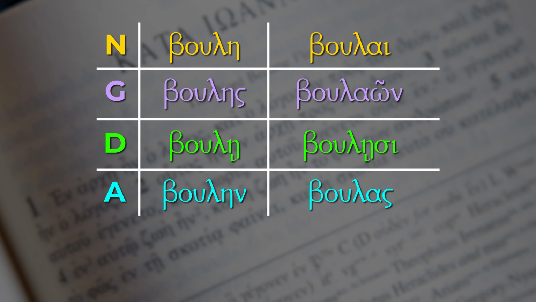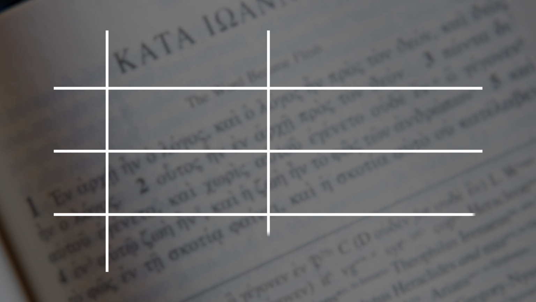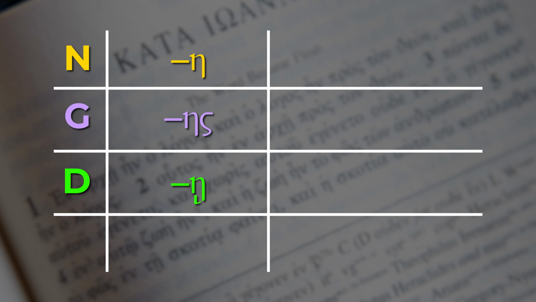You will recall also that Greek nouns are inflected with a specific ending, relative to whether the noun is a subject, source, indirect object, or direct object, in a given phrase, statement, or question. These endings are designated case forms. The primary singular case forms in the first declension are a, ace, a, and ain.